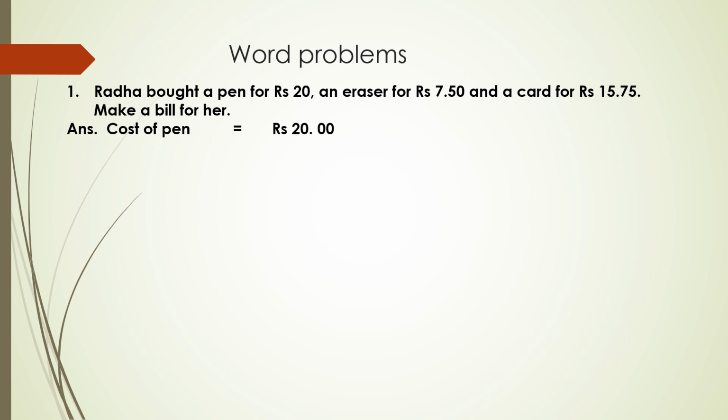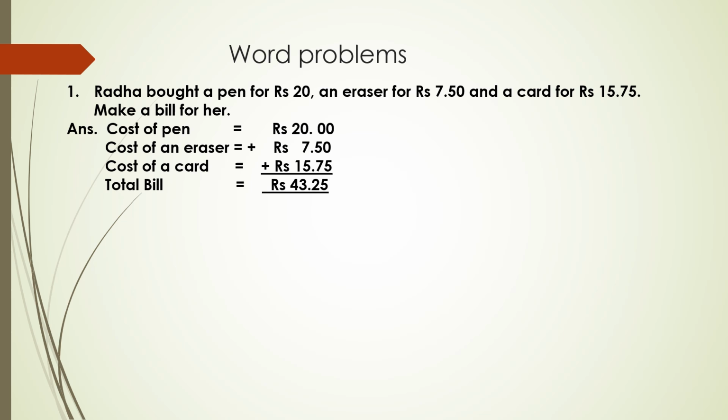After the point, paisa is there, so there is no paisa here. So put 0 there. Then the cost of an eraser is rupees 7.50 paisa. Then the cost of a card is rupees 15.75 paisa. All the points should come on the same line. Now when you make a bill, add all these items. So you will get a bill of rupees 43.25 paisa.